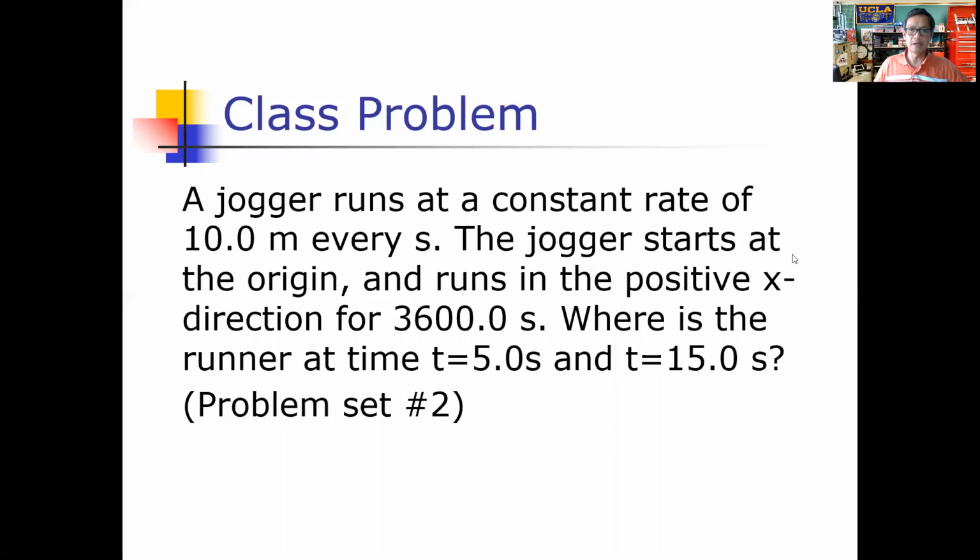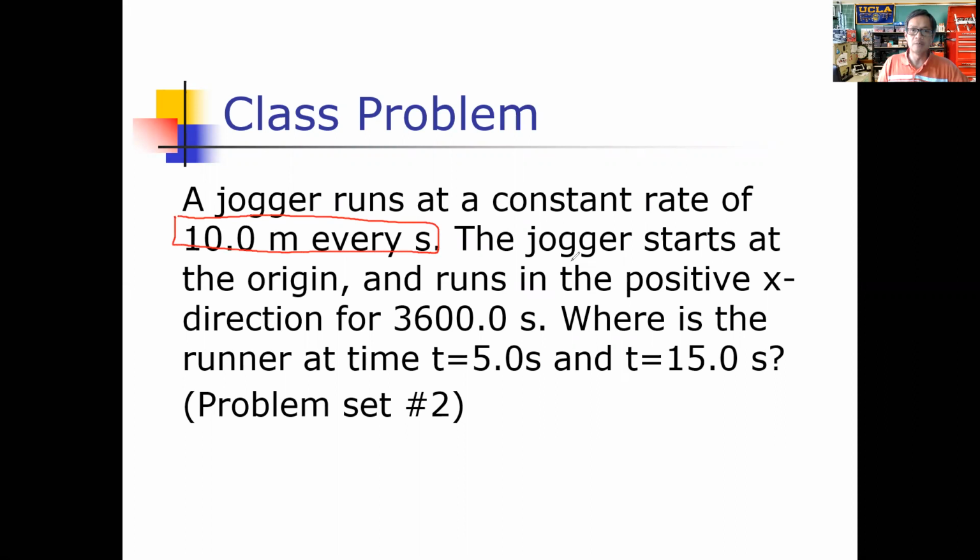Okay, let's go ahead and take a look at what we have here. First of all, let's analyze and highlight what we have. The object here is the jogger. We were told that the jogger runs at a constant rate of 10 meters for every second. Let's make sure we understand what that means in just a moment.